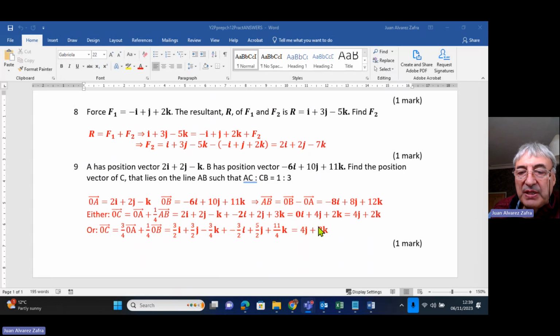And then, of course, at the end, you should get exactly the same position vector of C. Just choose whichever of those methods you prefer. Either of them is perfectly valid.